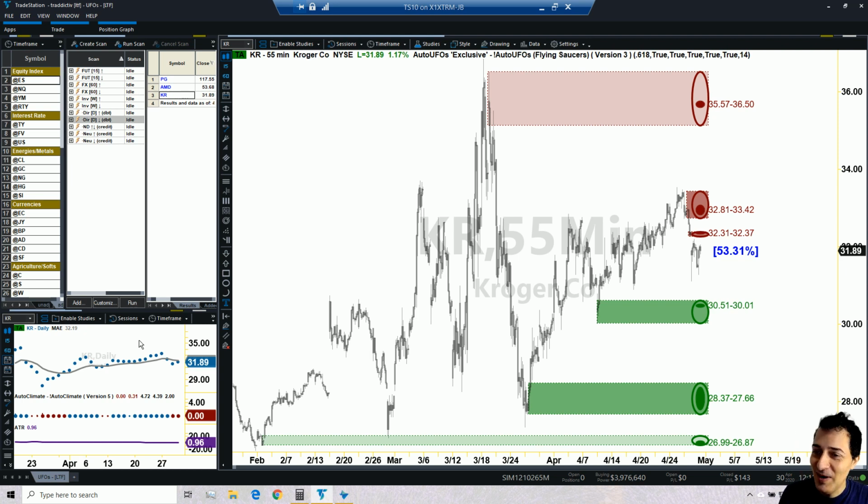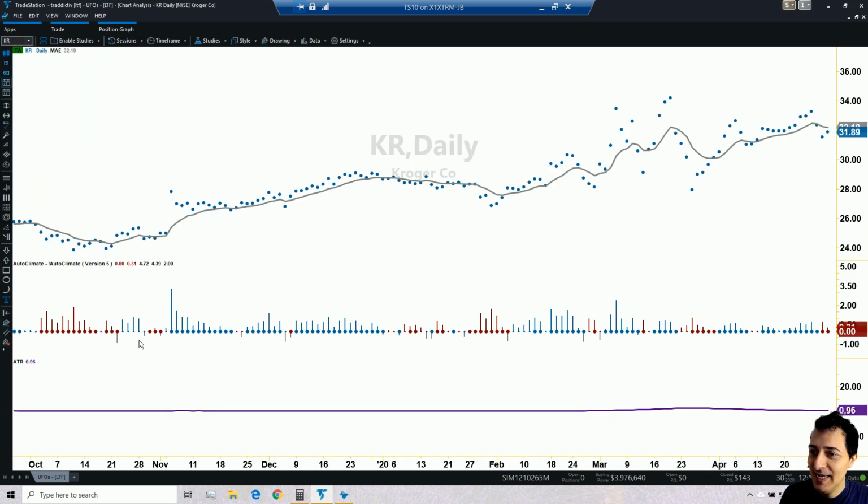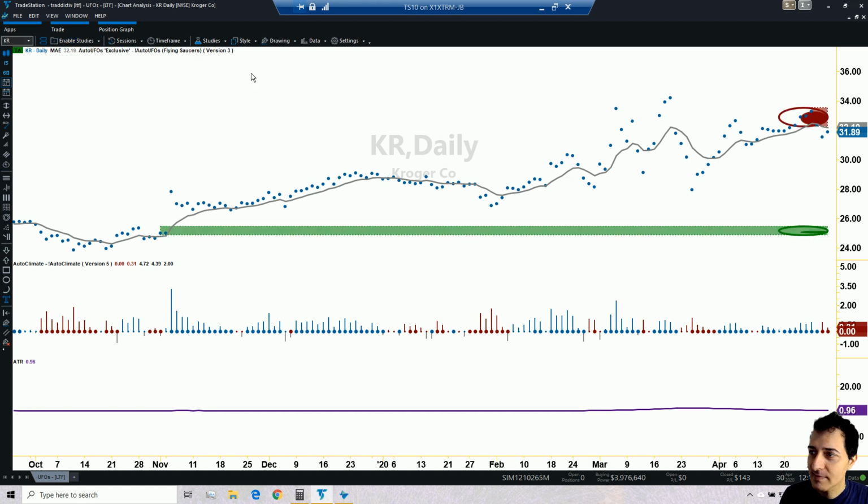So anyway, let's go for it. Let's plan for a target. So turning on AutoUFOs. Wow, this is looking very powerful.